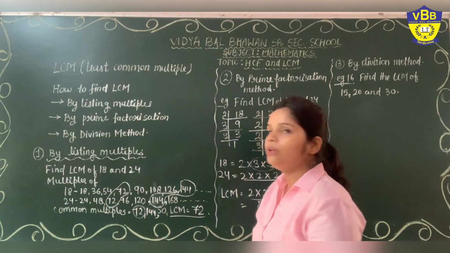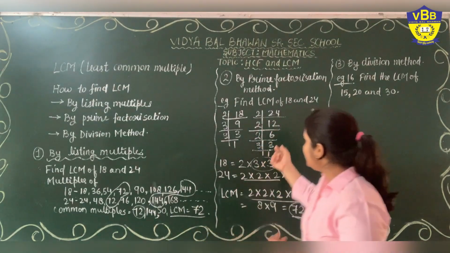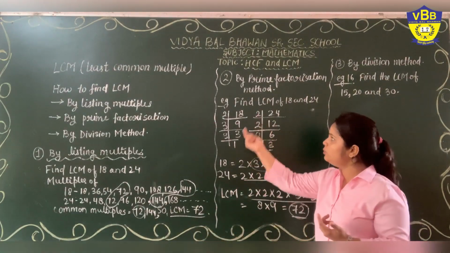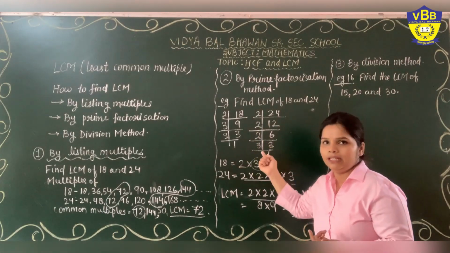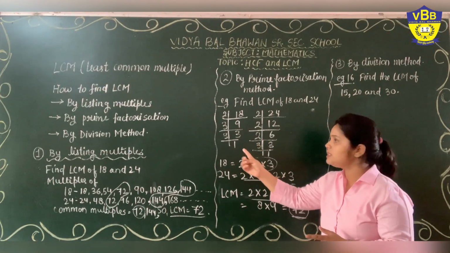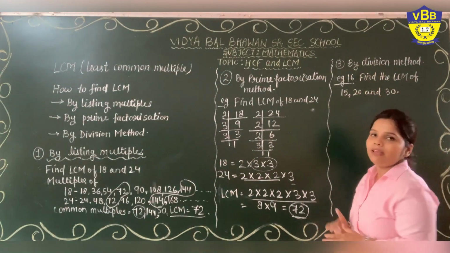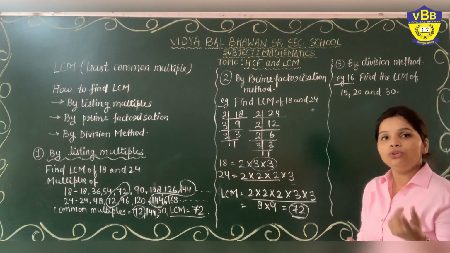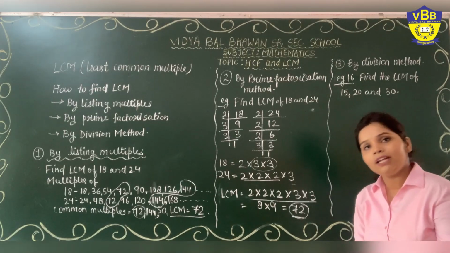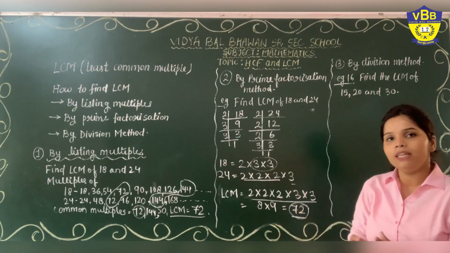What you need to do in the division method: in prime factorization, we are doing the factorization of the numbers separately. But in long division, or you can say the division method, you need to find the prime factorization of the numbers together.